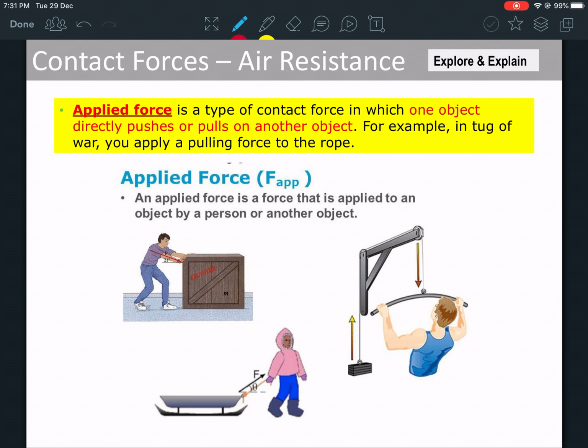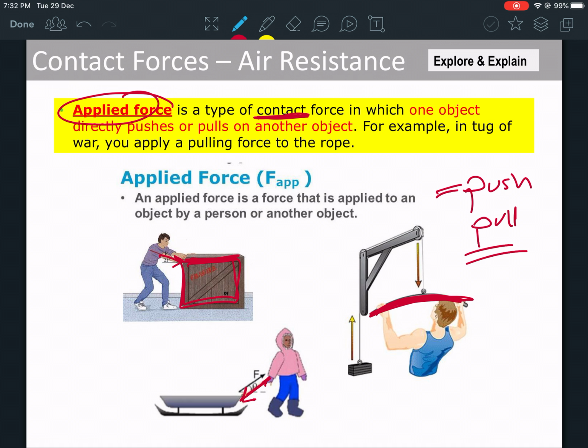So this is an applied force. It's a type of contact force. Why? Because it requires this person to be in contact with the box in order for him to move it. He cannot move the box without touching it or without anything touching it. So he is in contact through a rope in order to move this. He's in contact with this metal bar in order to move it. So this is called applied force. Applied force is any push or pull, and it's a contact force because it requires contact.